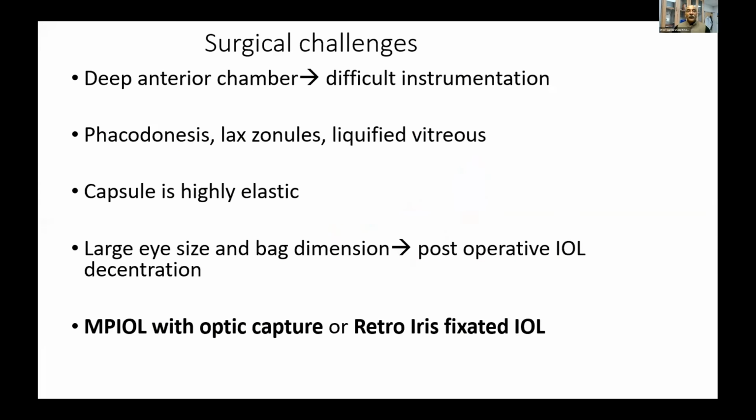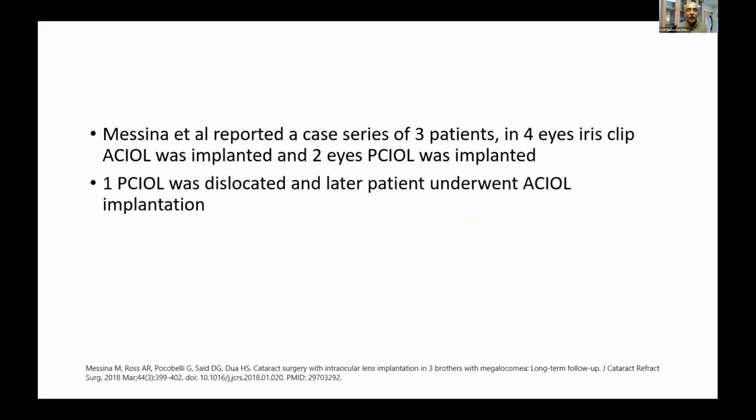Okay. So surgical difficulties you see here are deep chamber, so difficult instrumentation. There could be donesis, zonular donesis, phacodonesis, liquefied vitreous. All these things can add on to your miseries. So let's go. There's another paper by Vinisa and others, in which they put an AC lens in these patients, and they've got good results.